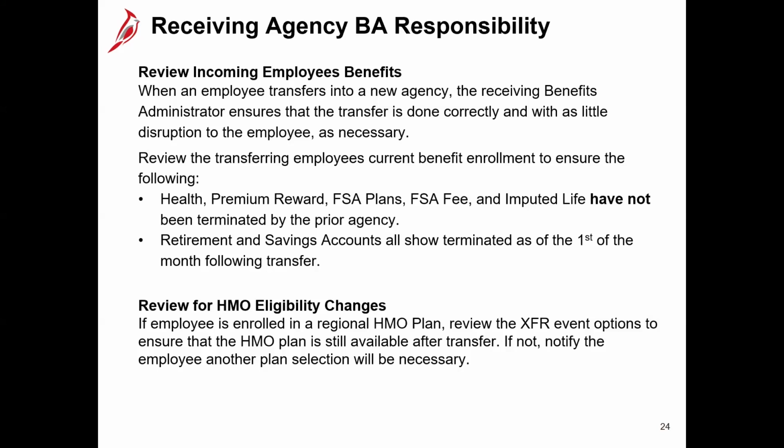What that means is you're going to need to review the employee's benefits and ensure that you don't see a termination for health, premium awards, FSA, the fee, and imputed life on their record. At the same time, you want to ensure that you see a termination under retirement savings accounts. And those, of course, would be the first of the month following their actual transfer.